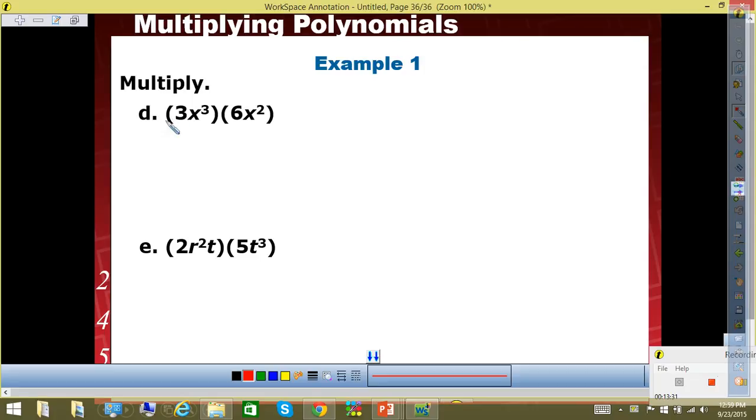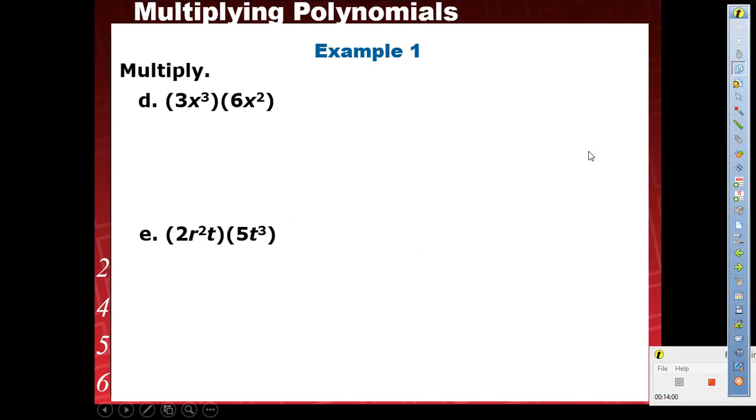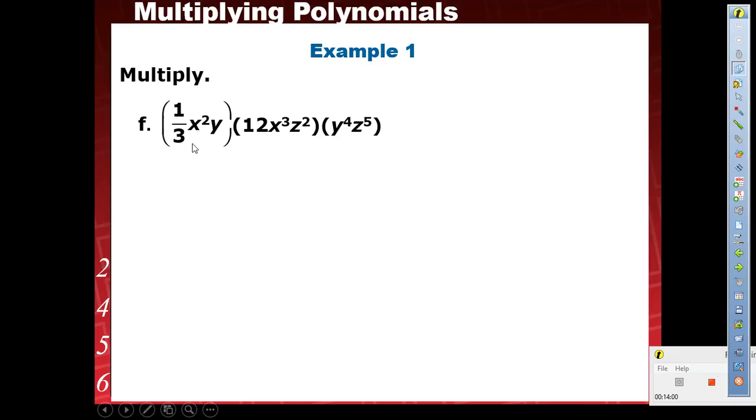Okay, here we go. Answer. Who got 18x to the fifth? Okay, and for this one, 10 r squared t to the fourth. You got this, right? Okay, so now let me give you one with 3 monomials. Here we go. Do this one. Example 1F, we got (1/3 x squared y)(12x cubed z squared)(y to the fourth z to the fifth). Copy that. See if you can do that one by yourself. Go.